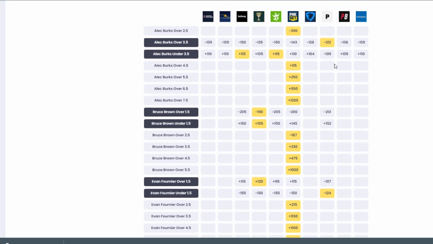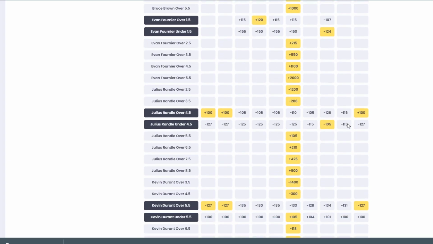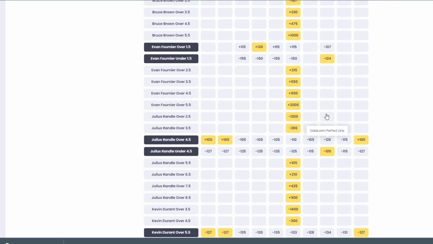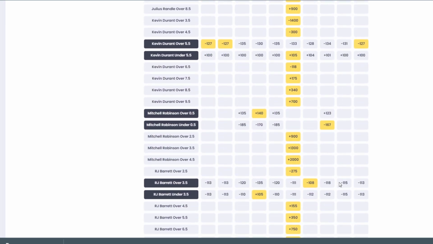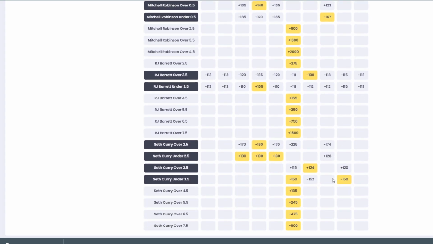Coming down, same kind of thing, right? If you see Bruce Brown over 1.5 assists, you can get about 23 cents to the dollar here if you go over to Caesars and bet it at minus 190. So that's something that we can look at. Julius Randle has got it minus 126. You can get it at plus money or even money over at Barstool. So you get about 26 cents on that as well. So again, just a quick way to see where we're sitting at and if there's anything that really sticks out to us.